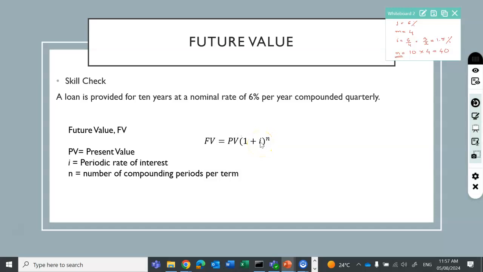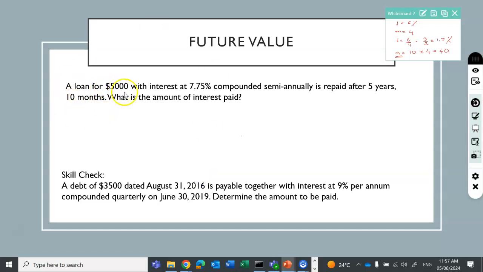i is the periodic rate of interest, and we just saw how to calculate i. And n is the number of compounding periods for the whole term, and that also we just saw how to calculate. So let's see with an example. A loan for $5,000 with interest at 7.75% compounded semi-annually is repaid after 5 years, 10 months. What is the amount of interest paid? So you need to find the compound interest here.